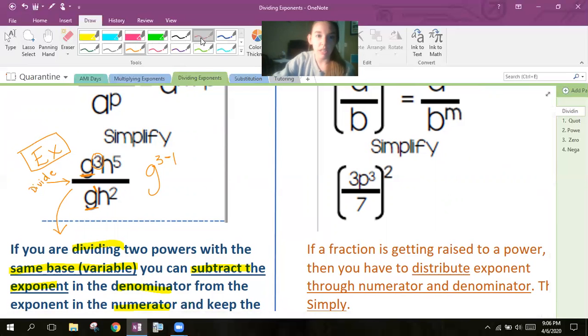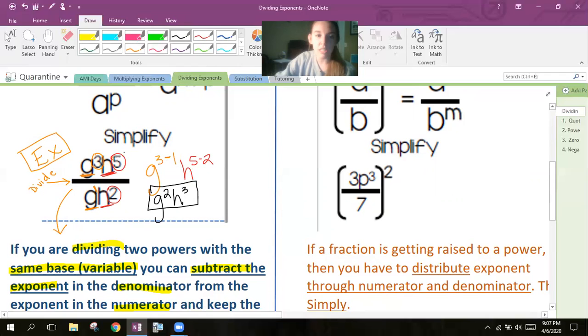Okay, so now let's look at the next one. I see I have this base and this base, or variable, the same. So we'll keep that same base, and then we'll take its exponents, and we are going to subtract them. Okay, so obviously we're not going to leave it like that. We need to simplify it. Okay, so I'm going to bring down my g. 3 minus 1 is 2. And then bring down my h, and then 5 minus 2 is 3.